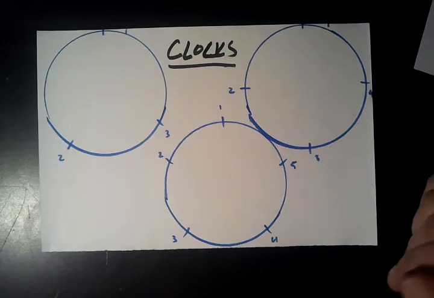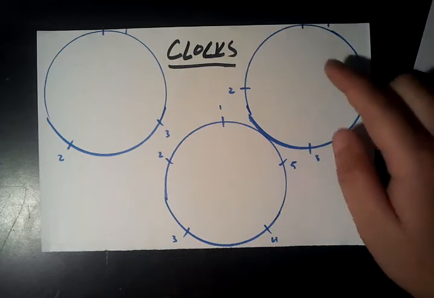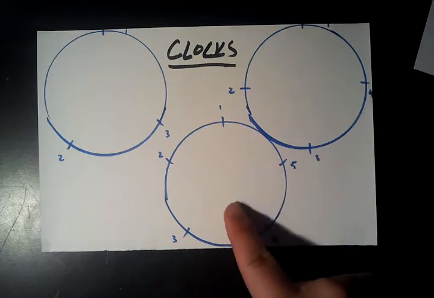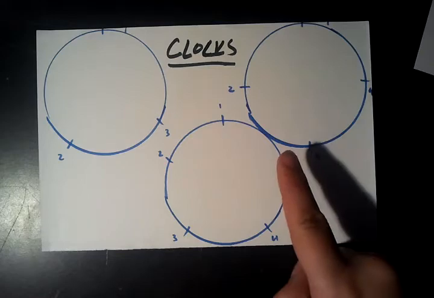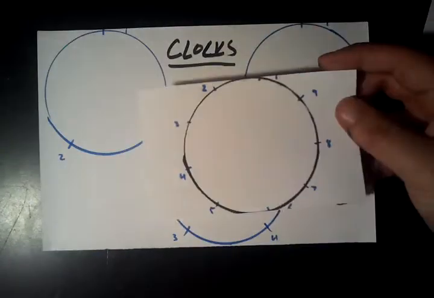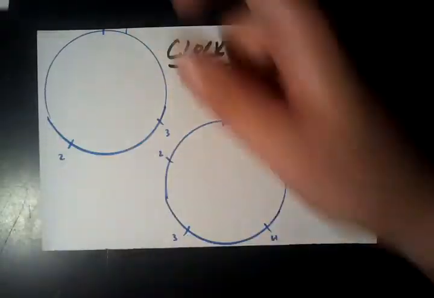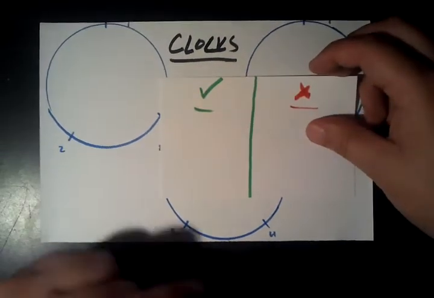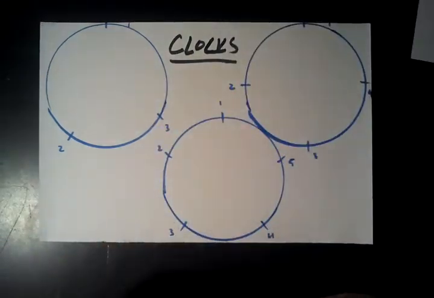So a clock is basically made by drawing a circle and drawing little tick marks on it that are evenly spaced. So this is right here a clock with 5 numbers. This one has 3, this one has 4, and on another piece of paper I've drawn one with 9. So we're gonna have this little list here. We're gonna define a clock as good if it meets these conditions.